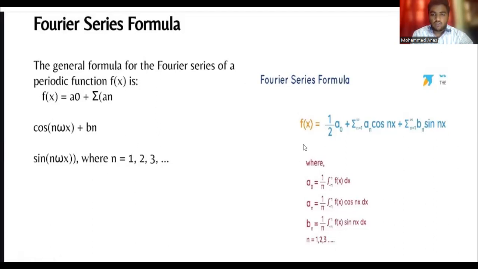Fourier series formula: f of x is equal to 1 by 2 a naught plus summation of n equals 1 to infinity an cos of nx plus summation of n equals 1 to infinity bn sin of nx, where a naught equals 1 by pi integral from minus pi to pi of f of x dx. An is equal to 1 by pi integral of f of x cos of nx dx. Bn is equal to 1 by pi integral of f of x sin of nx dx, where n equals 1, 2, 3.